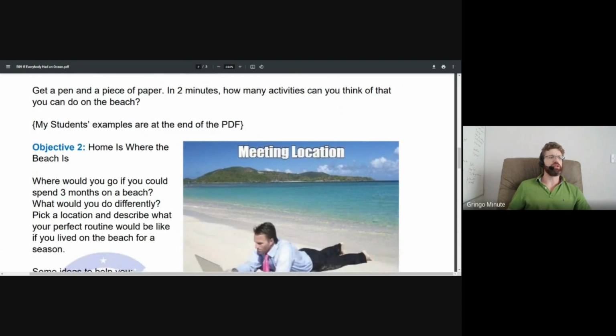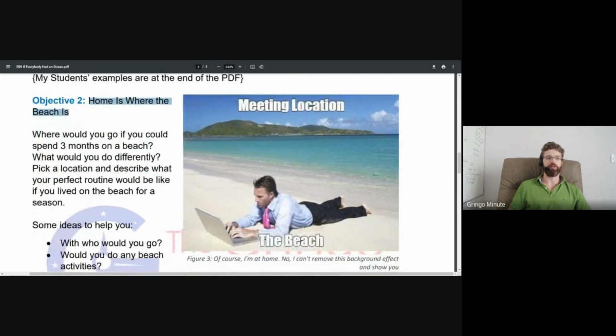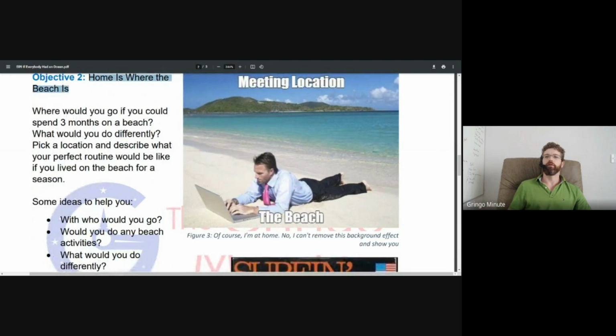Next up, home is where the beach is. So everybody always says, oh my God, I want to travel. I want to go to the beach. And then when you get there, oh, I would love to live here. And you're on vacation and you're trying to find out how much it would cost, how hard it would be to start working from, like this guy right here, social clothes on the beach. So let's see what your routine would be like. What would your life be like if you lived on the beach?